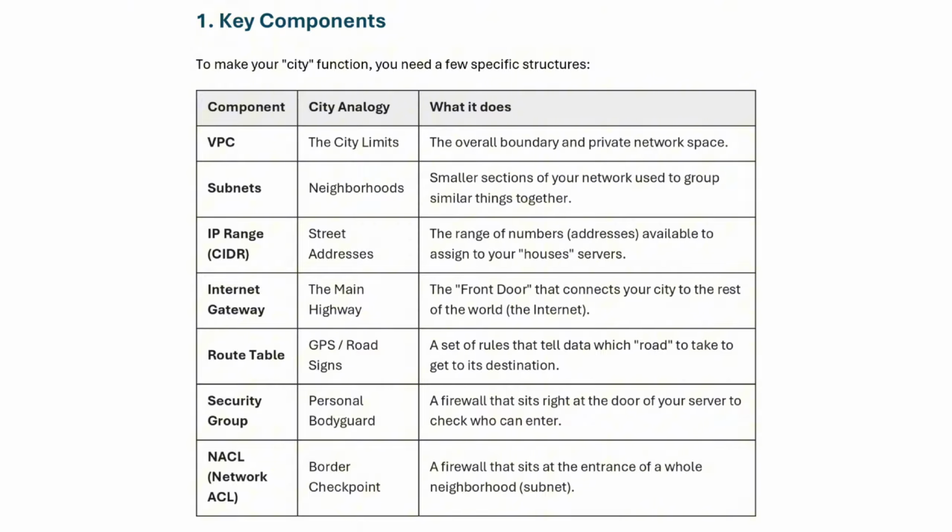Internet gateway is like the main highway, the front door that connects your city to the rest of the world, the internet. Route tables. These are like the GPS or road signs, a set of rules that tells data which road to take to get to its destination. Security group. These are like the personal bodyguard, a firewall that sits right at the door of your server to check who can enter. NACL. These are like the border checkpoint, a firewall that sits at the entrance of a whole neighborhood or a subnet.